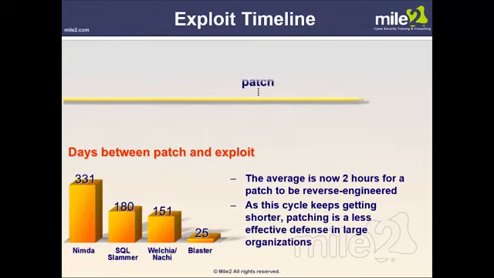Now, the exploit timeline here, as I mentioned, was almost a year. For NIMDA, it was 331 days between the patch already being out and the time it was exploited. It took 331 days for NIMDA to be created. SQL Slammer, 180 days, right there, 6 months. The Nachi, 151 days. Blaster, 25 days. Now it's to the point where we have 2 hours or less for a patch to be reverse engineered.